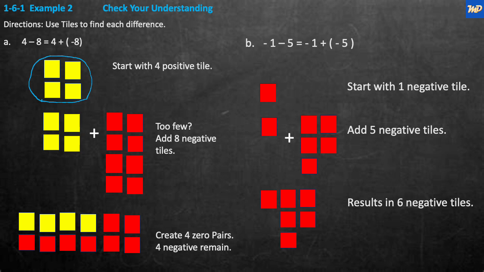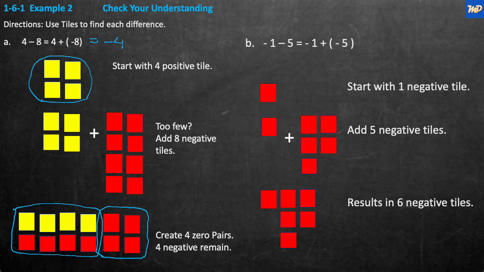So once we add these, we end up with 4 zero pairs. Those zero pairs cancel each other out. Plus 1 and negative 1, they're opposites. They create 0. And what's remaining? Right here, 4 negative tiles. The answer here is negative 4.